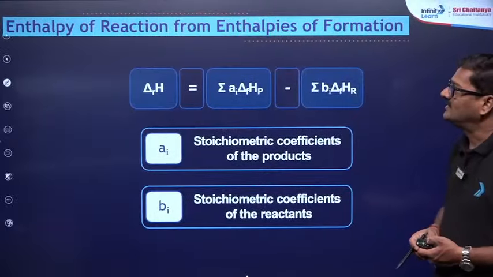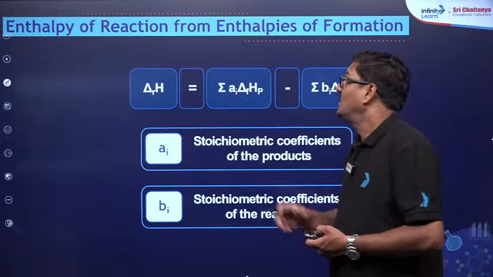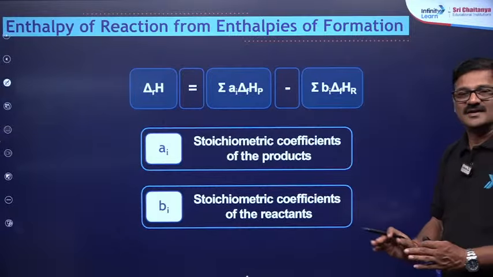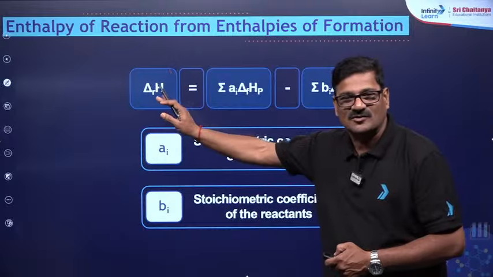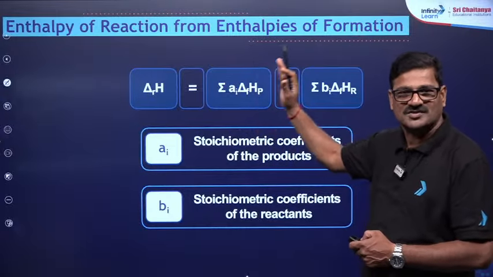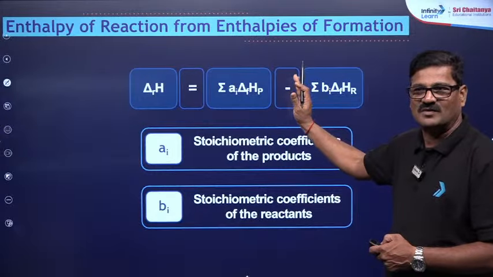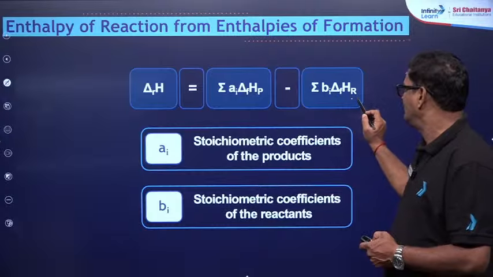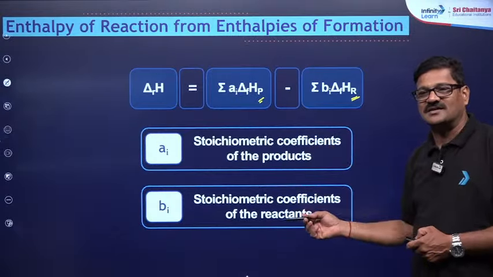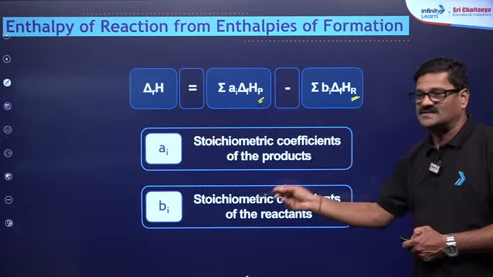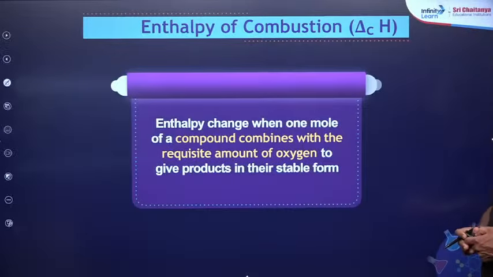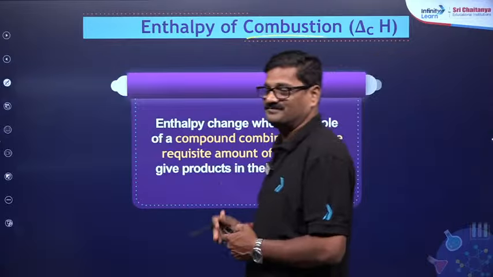And moving ahead, so enthalpy of reaction from enthalpies of formation. Simply you take enthalpy of reaction is equal to sum of the enthalpy of formation of the products minus sum of the enthalpy of the formation of the reactants. So here you have to take the stoichiometric coefficients.